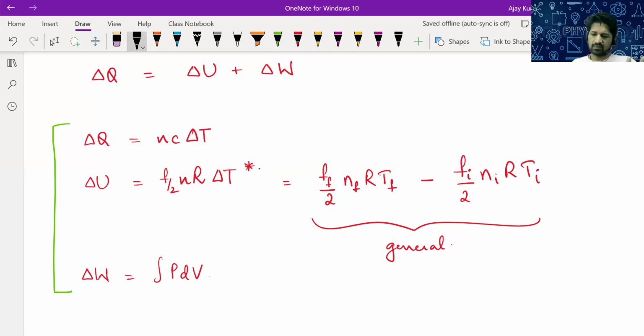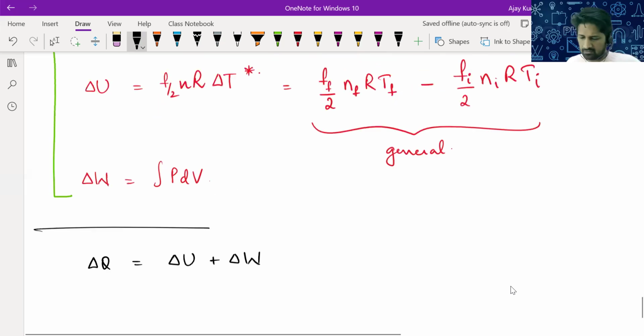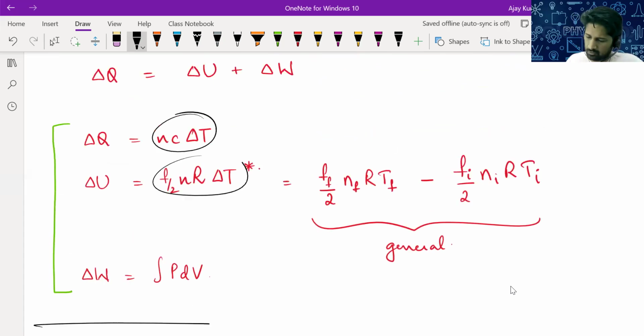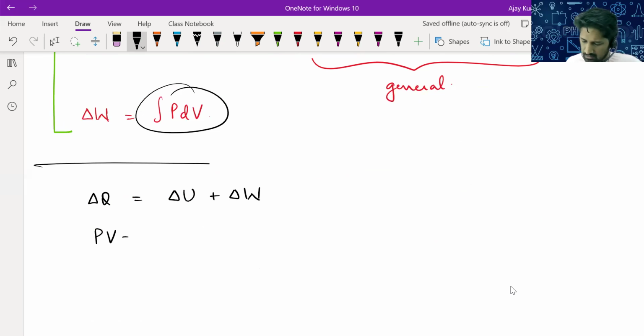And answer whatever it is that they are asking. So remember, all of thermodynamics, as far as your syllabus is concerned, will be based on these equations only. Delta Q is delta U plus delta W, and each of these terms has a formula. Along with these, you'll be using the equation of state, the ideal gas equation, PV is equal to nRT. That's all. Simple application of these equations is what is involved in thermodynamics.